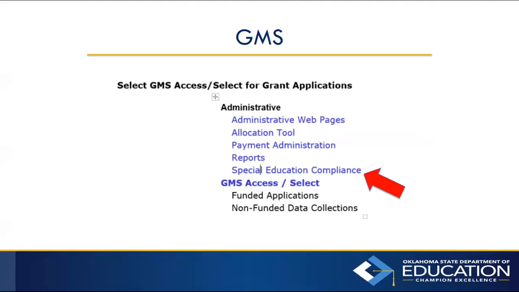So the first thing you're going to do is log in to single sign-on, and then you're going to go to just above where it says GMS access and select the link just above it that says special education compliance. Now you may not have all of these pieces in here that we have on our access, but you should have special education compliance, and that's what you're going to click to go into for this program.